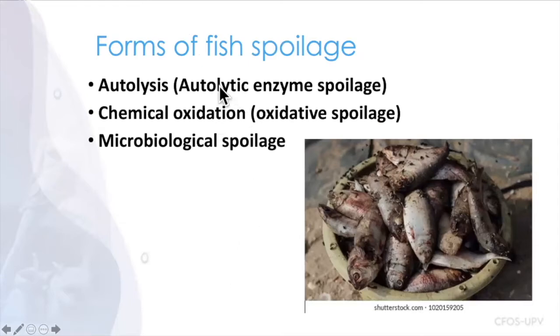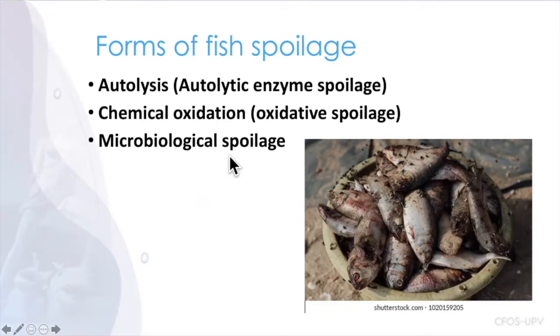So again, autolysis takes place, and there is this chemical oxidation. The chemical oxidation really takes place in fish, especially that we know in our past modules that fish contains a lot of polyunsaturated fatty acids. Do you agree that fish has high amounts of polyunsaturated fatty acids?